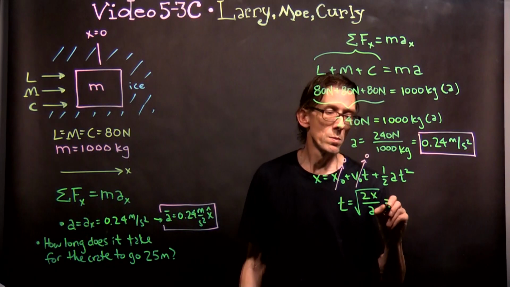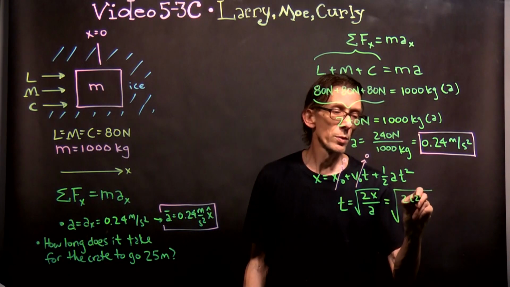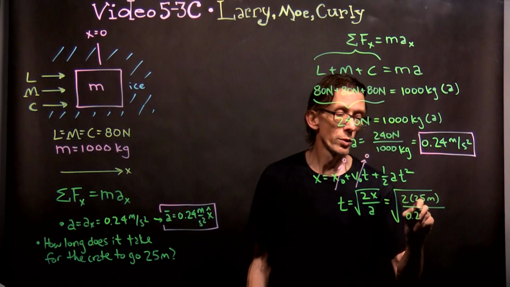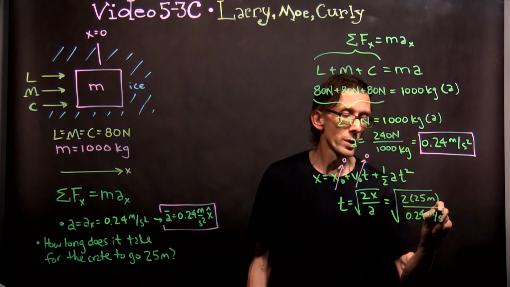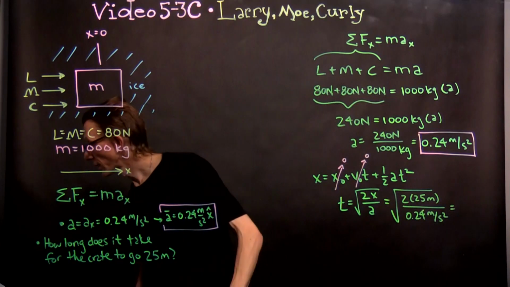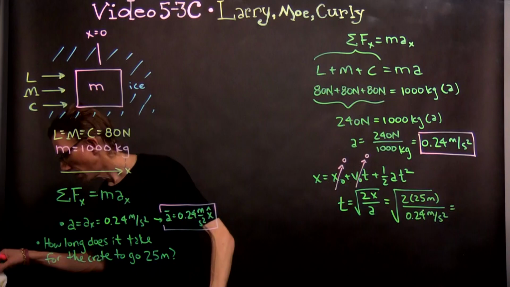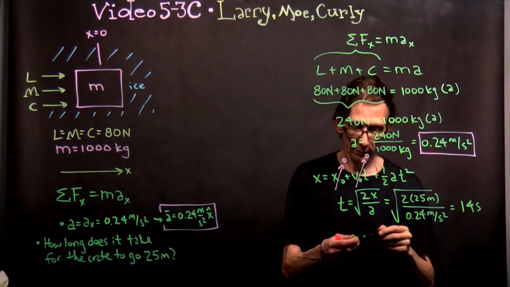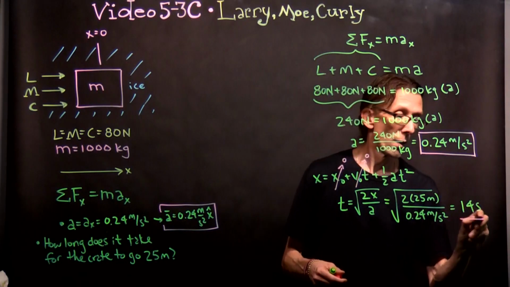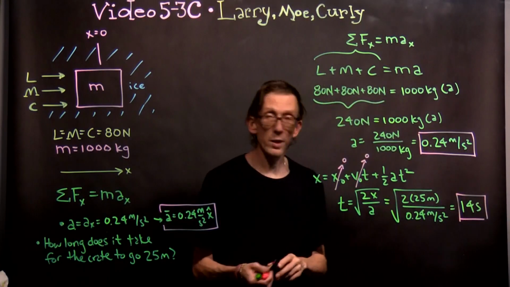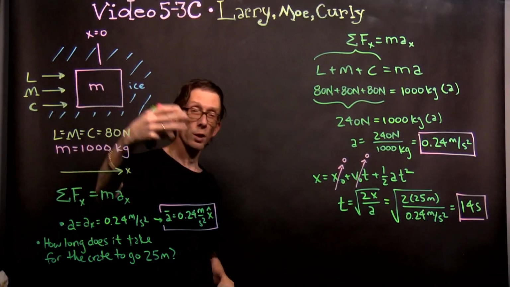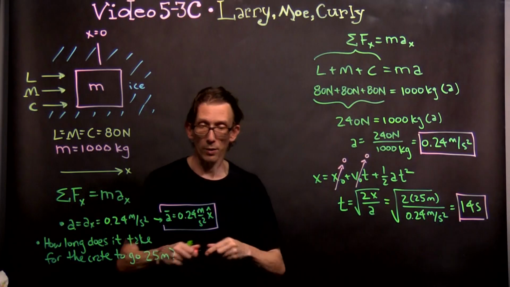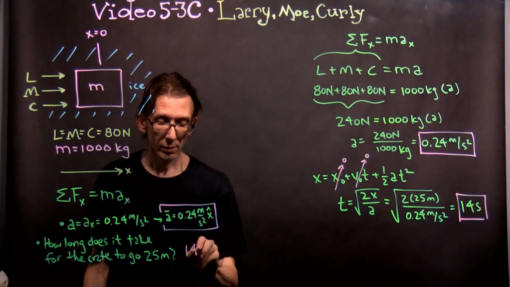So time is 2 times 25 meters over the acceleration, which is 0.24 meters per second squared. And this equals what? 14 seconds. That's how long it takes to go 25 meters, starting from rest, with Larry, Moe, and Curly each pushing the block with a force of 80 newtons. So the answer here is 14 seconds.